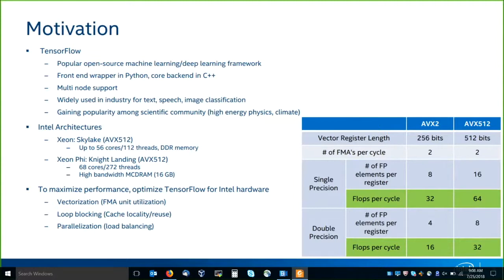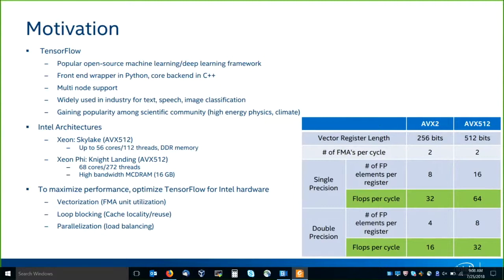So both Skylake and Knights Landing have AVX512, and on Knights Landing, as you may know, Argonne already has a KNL machine on site. KNL has this high bandwidth MCDRAM memory, which delivers significantly better memory bandwidth than DDR.